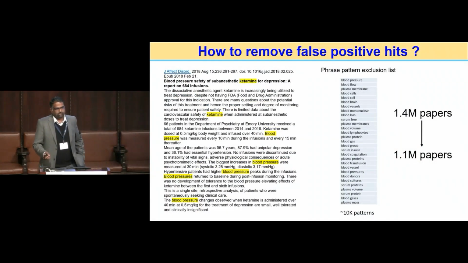Of course, there's the issue that blood is such a generic term that people can use it like blood pressure or blood transfusion. These terms exist, and these are false positive hits. We can remove them using a phrase pattern exclusion list. If those phrases occur in an abstract or paper, we can remove it. And we can shrink the list from 1.4 million papers to 1.1.